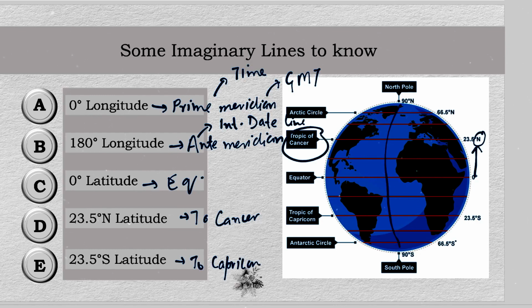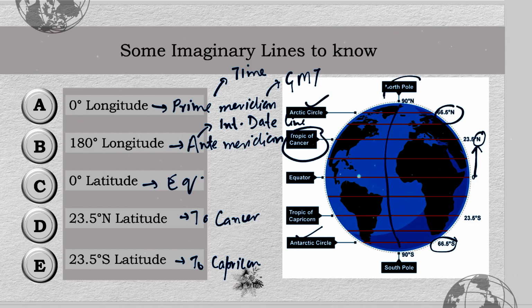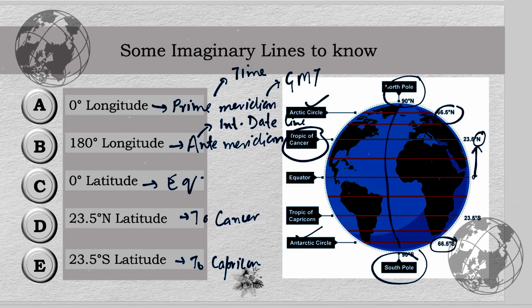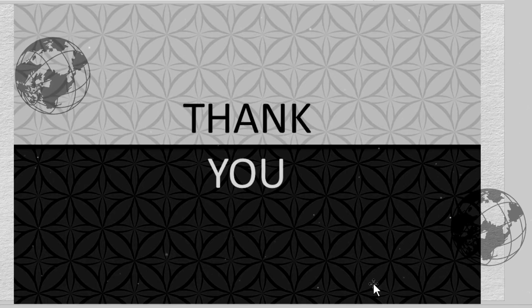Other important lines are 66.5 degree south, which is known as the Antarctic Circle, 66.5 degree north, known as the Arctic Circle, 90 degree north is known as the North Pole, and 90 degree south is known as the South Pole.